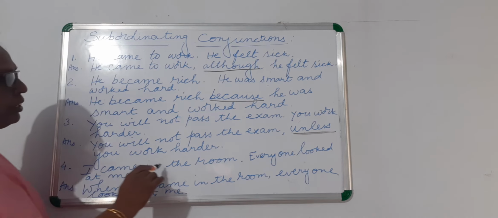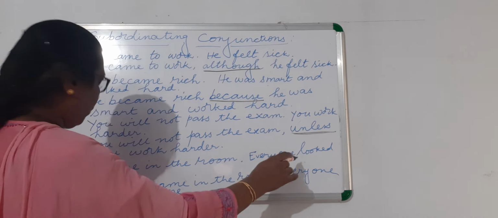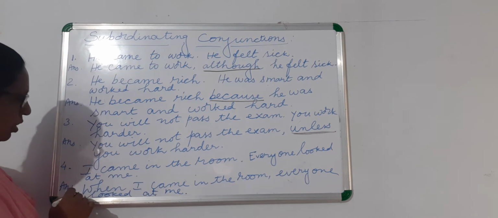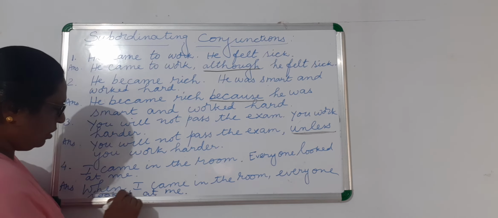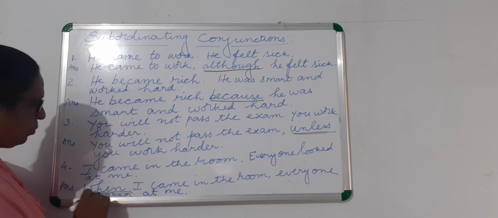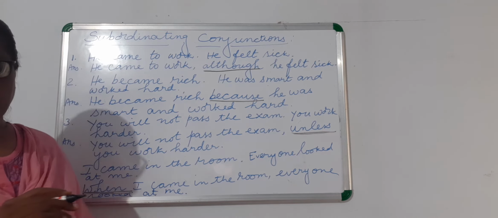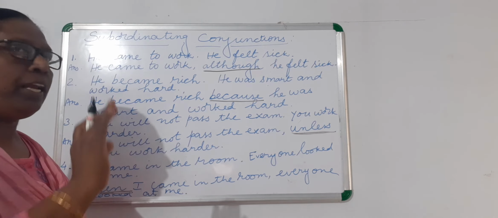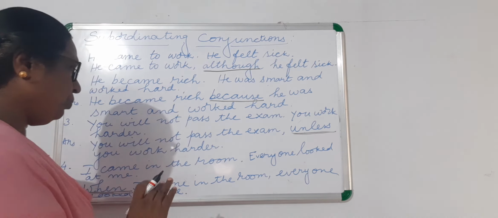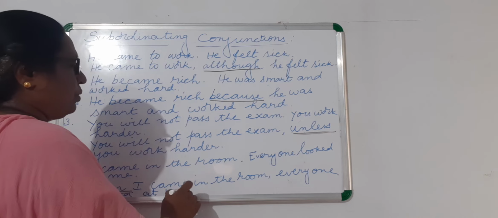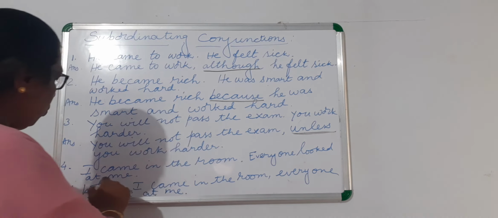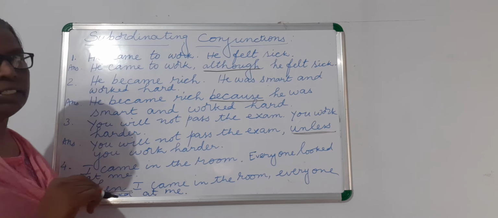I came in the room. Everyone looked at me. Here I have used when. So when is the subordinating conjunction. What does when mean? At that time. When I entered the room, everyone looked at me at that time. So there we use when as a subordinating conjunction.